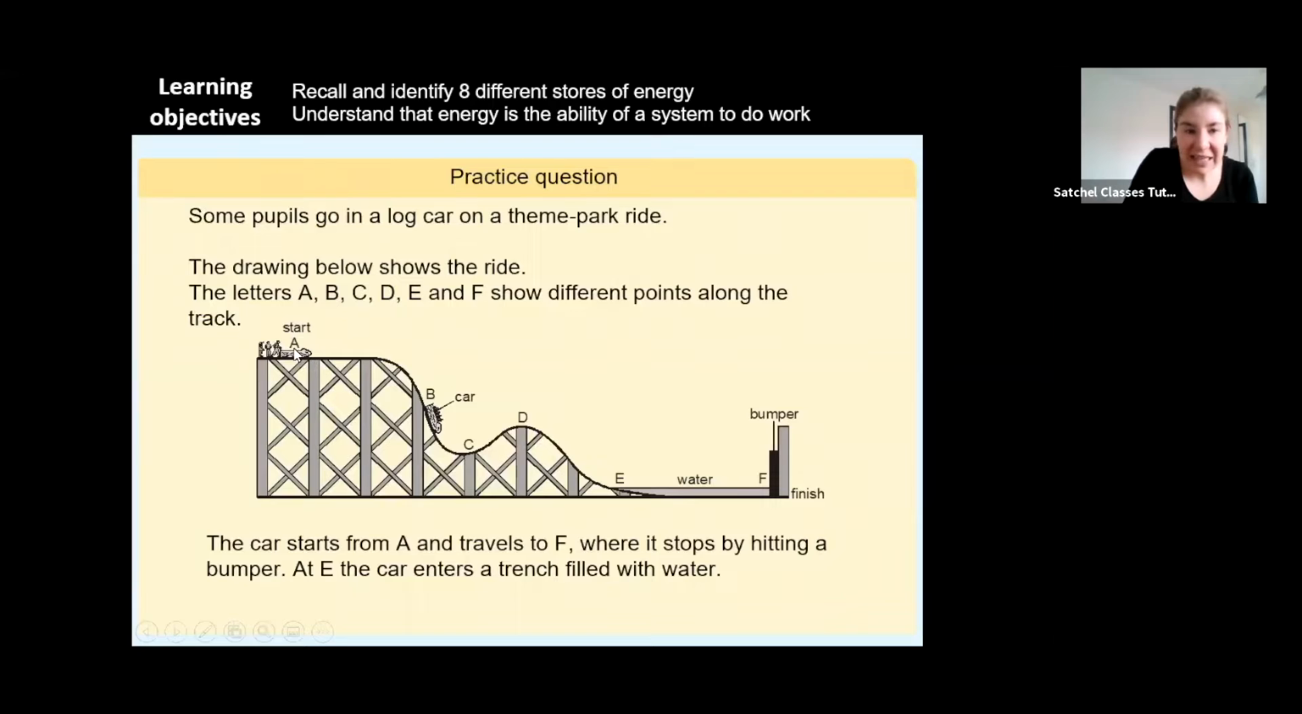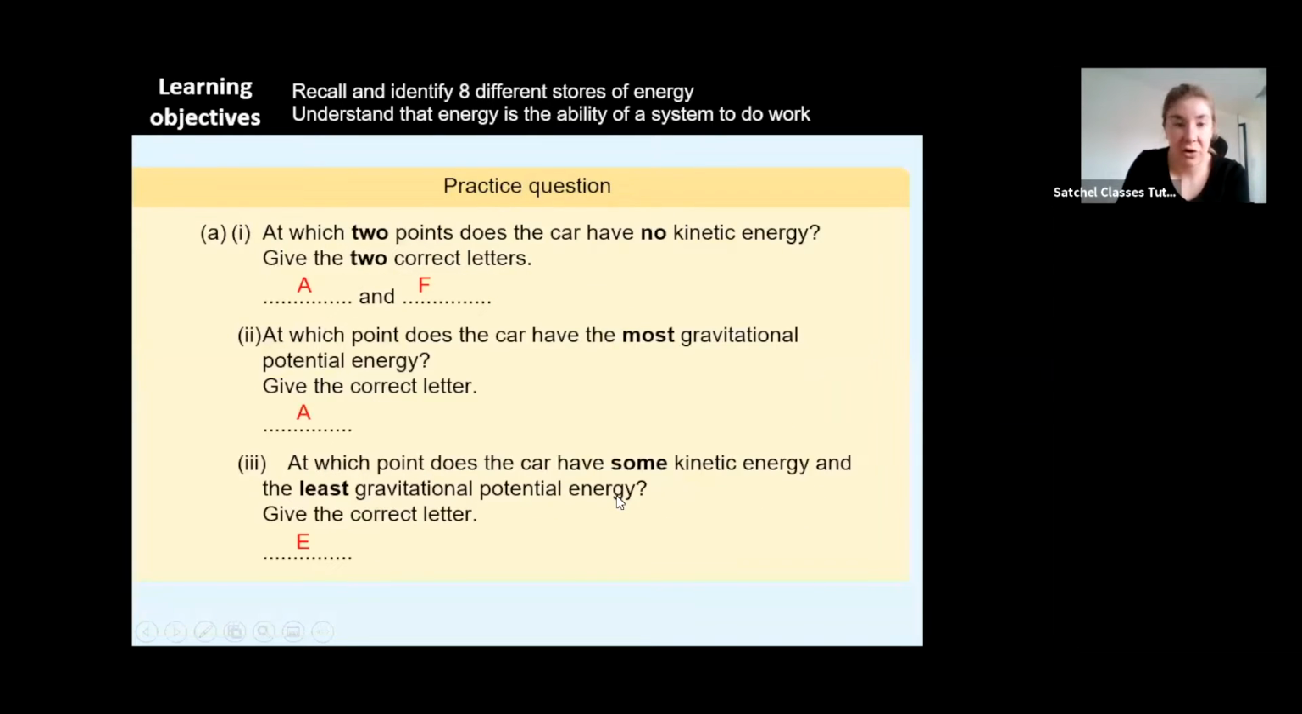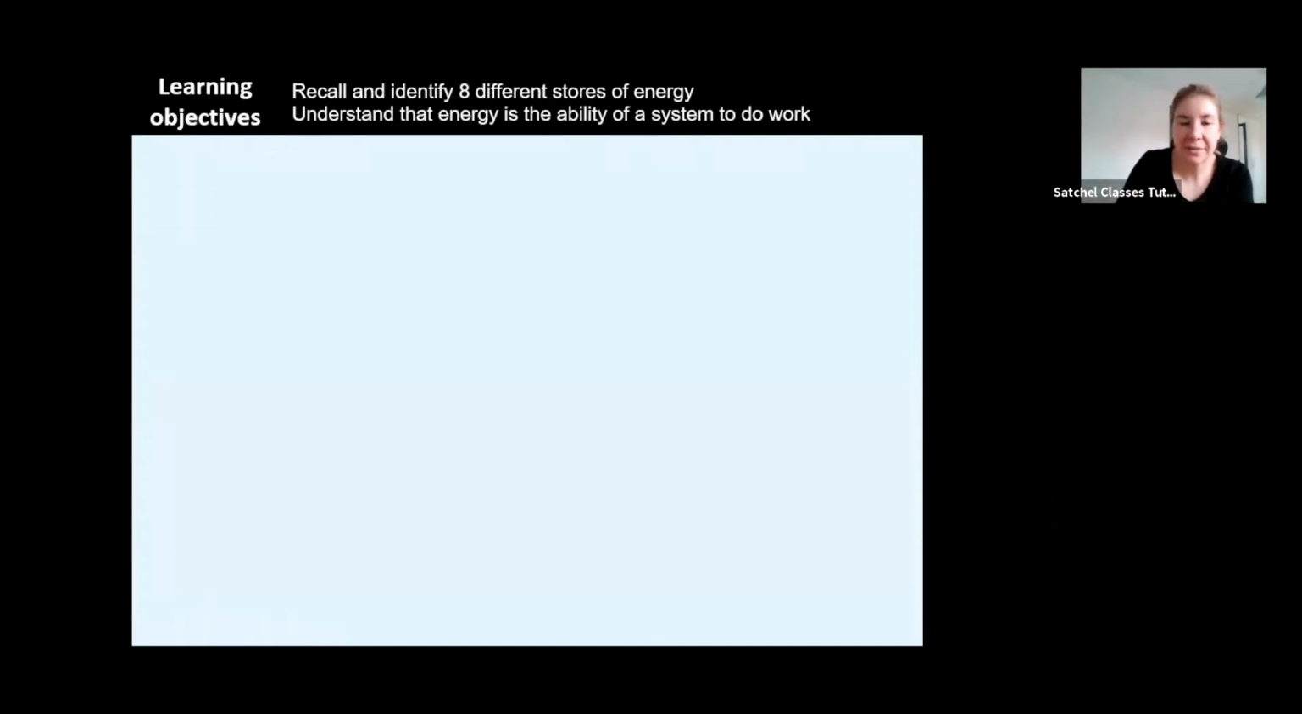A and F, they are not moving at all, so that has to have no kinetic. At A, they have the most gravitational potential. Of course they do, it's the highest, all right? And when it has some kinetic, but very little gravitational potential, I would say here, because it's on the ground, but it's still moving. So really, really well done if you got this correct. Give yourself lots of ticks.